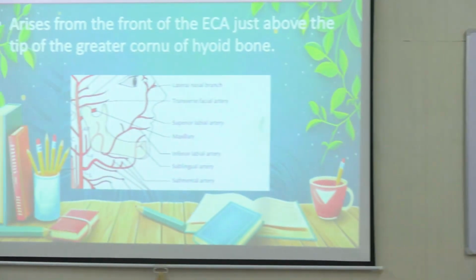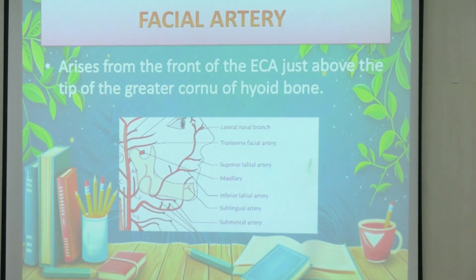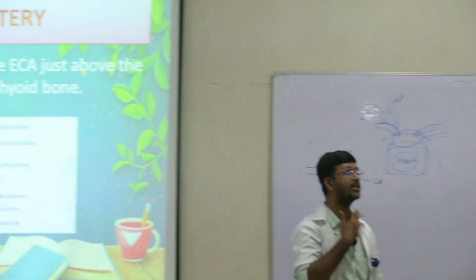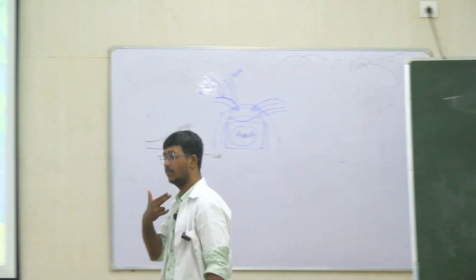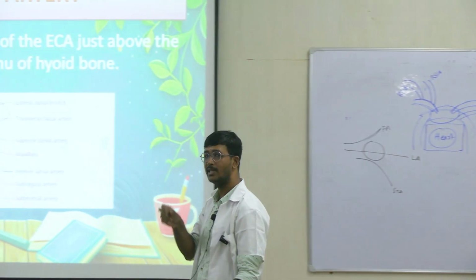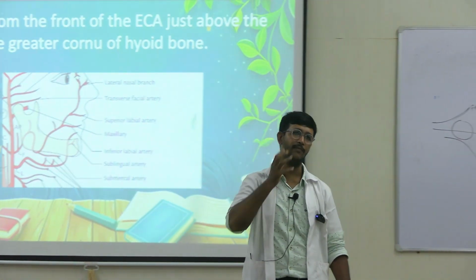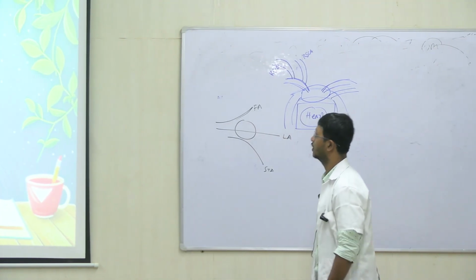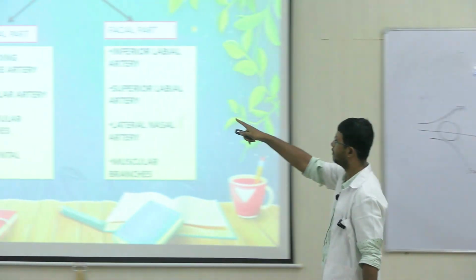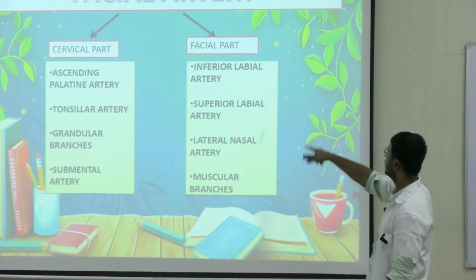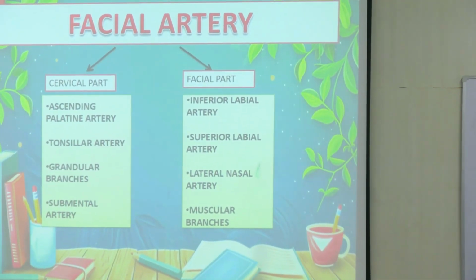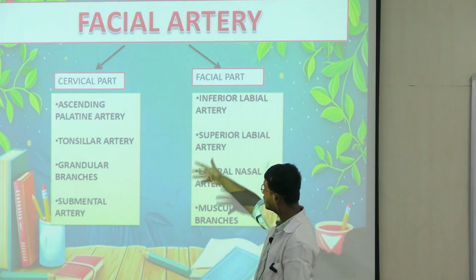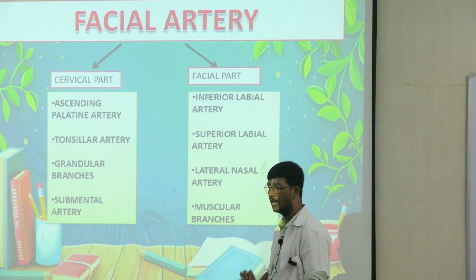Now this facial artery supplies the muscles of the neck as well as your face. The neck region is supplied by the cervical part of the facial artery, and the face region is supplied by the facial part of your facial artery. So the facial artery is divided into the cervical part supplying the neck and the facial part supplying your face. Since the cervical part is present in the neck, it supplies all the structures present in the neck only.